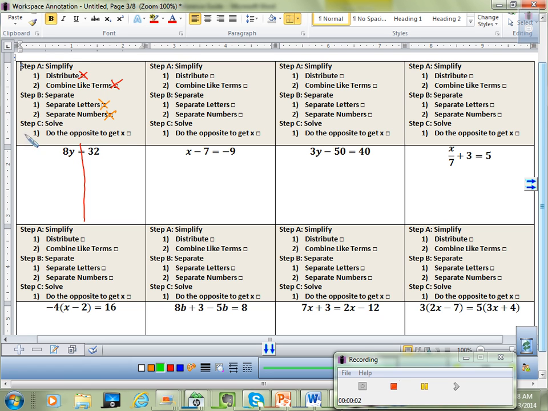Do the opposite to get X, or your variable. In this case, it's a Y. Y was multiplied by 8. That means I got to do what? Divide both sides by 8. Which leaves me with Y equals 4. Check it off. That's what I had to do.